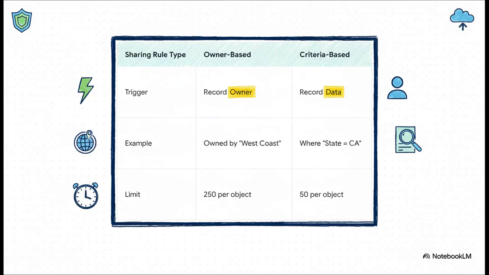You've got 2 main flavors of sharing rules. Owner-based is simple, it's about who has the record. Criteria-based is about what's in the record, like sharing all accounts with revenue over $1 million. And remember who you can share with: roles, public groups, and territories. And keep an eye on those limits. The exam loves to ask scalability questions.